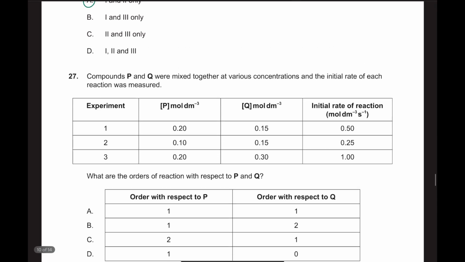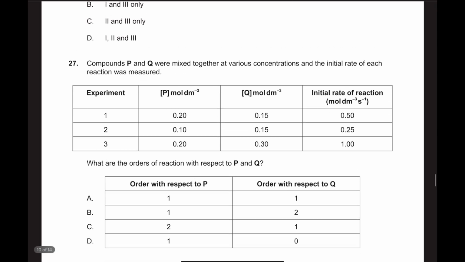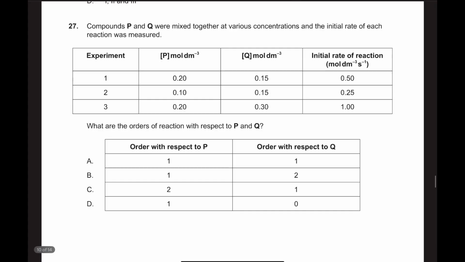Next, compounds P and Q are mixed together, and the initial rate of each reaction was measured at various concentrations. We find the order of reaction with respect to P and Q. I always look for multiples. If you look at experiments 1 and 2, if you multiply the concentration of P by 2 in experiment 2, then you get 0.2.